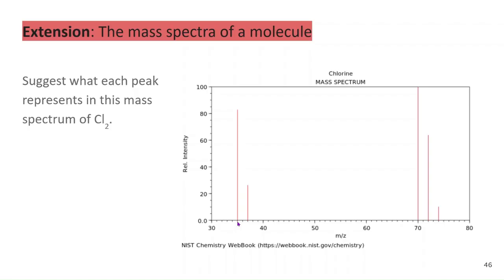It could be Cl35 plus Cl35, which would give you Cl2 70, right? This is the first mass of Cl2. It's the most abundant because this is the most abundant isotope. Then you could get 35 plus 37, right? That would be this peak. And you could also get 37 plus 37. That would be our smallest peak because the 37 isotope is the least abundant.